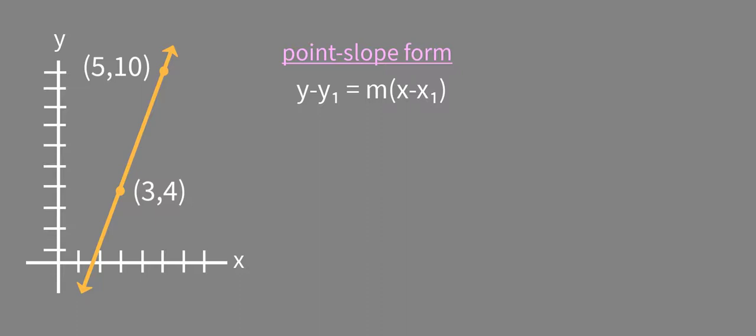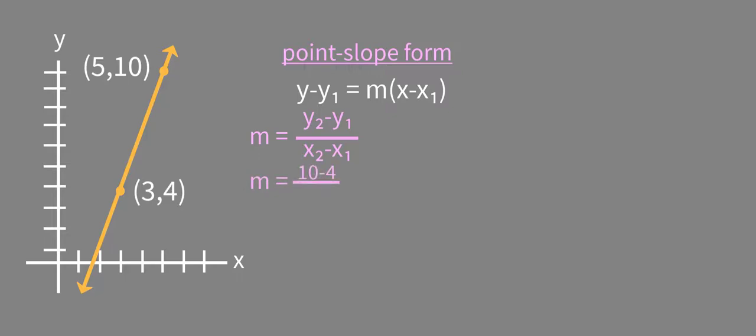equals our slope times x minus x1. And what I'm going to show is that you can use either point. First, we have to determine the slope. So our slope, m equals y2 minus y1 over x2 minus x1. Remember, you can start with either point, but make sure you use the coordinates from the same point on the bottom. So x2 has to correspond to y2. You can't put x1 first if you put y2 first in your numerator. So we'll just go in order.